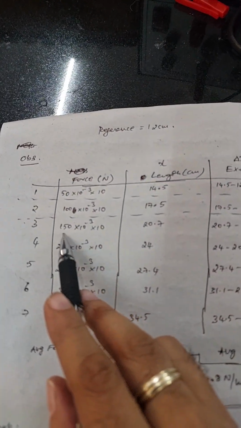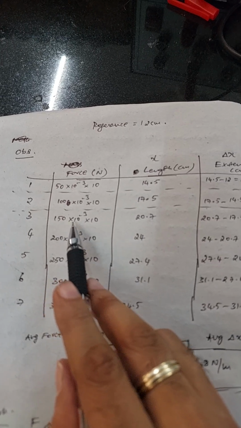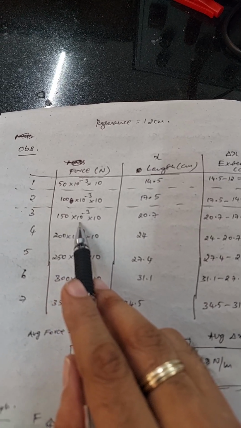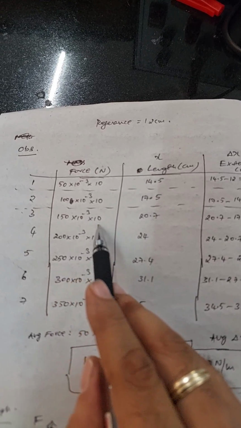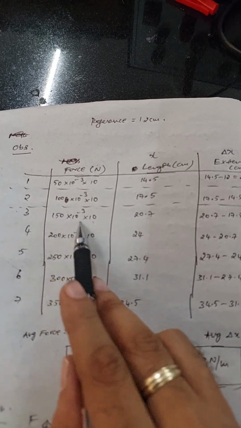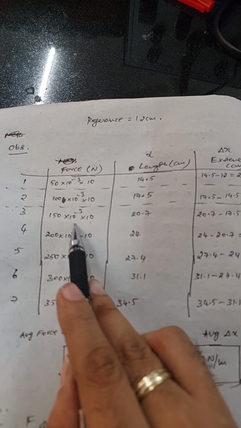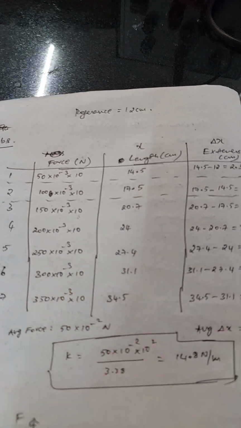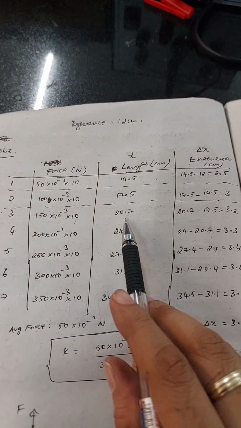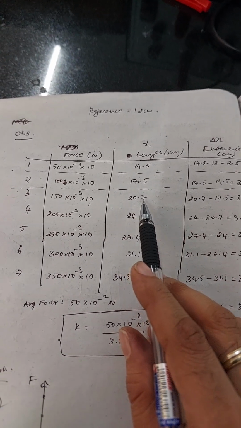So for 150 grams, I have to convert it into newtons. I converted 150 grams into kg by dividing by 1000, and multiplied by the acceleration due to gravity, which is around 10. So I will get the force: 150 into 10 power minus 3 kg into 10. For that, my length would be 20.7. So this is the length.